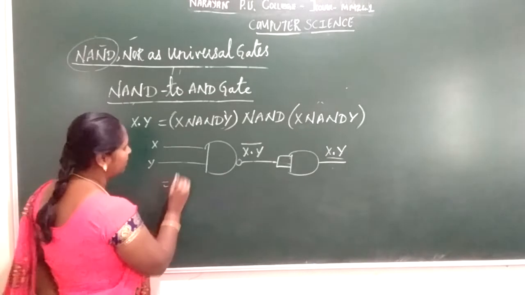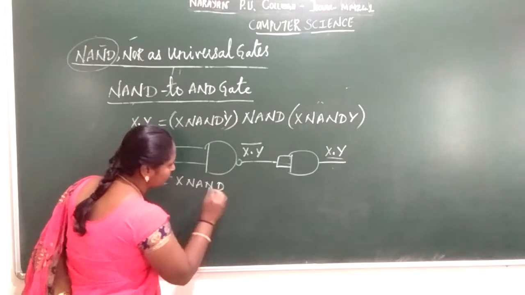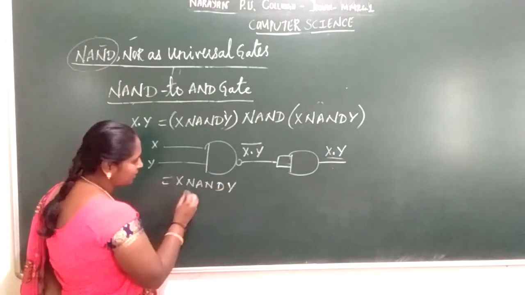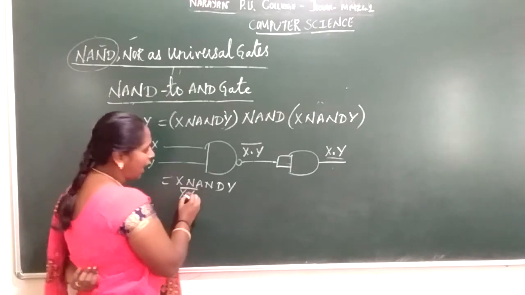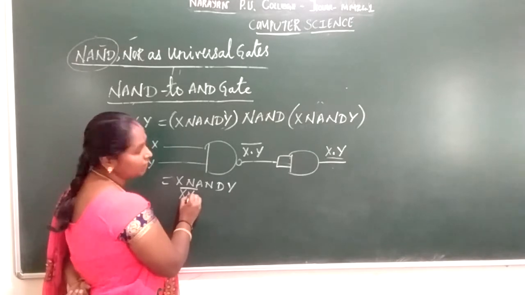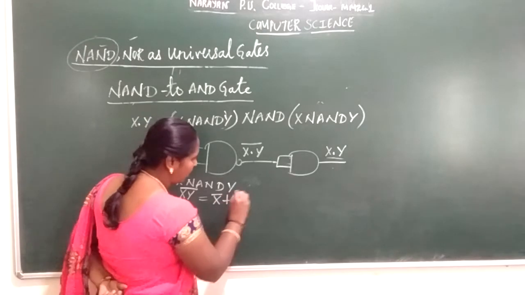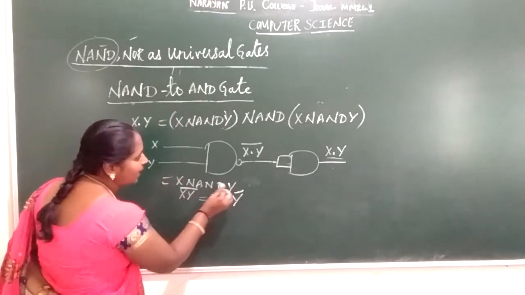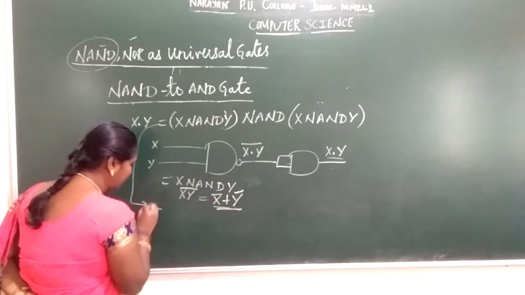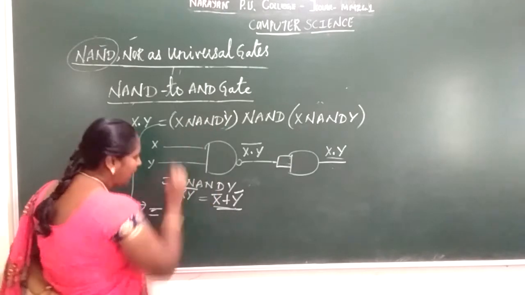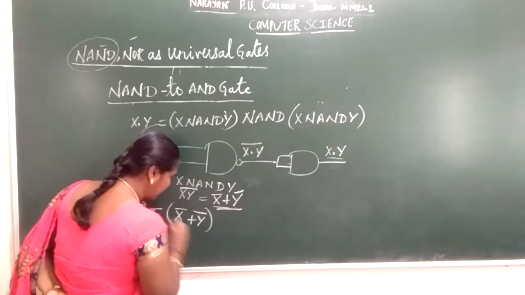So how are we going to implement this? First we will consider x NAND y. What is x NAND y? It is x y the whole bar, which according to De Morgan's second theorem, x into y the whole bar, is x bar plus y bar. So x NAND y can be written as x bar plus y bar. Okay. Next, NAND of.